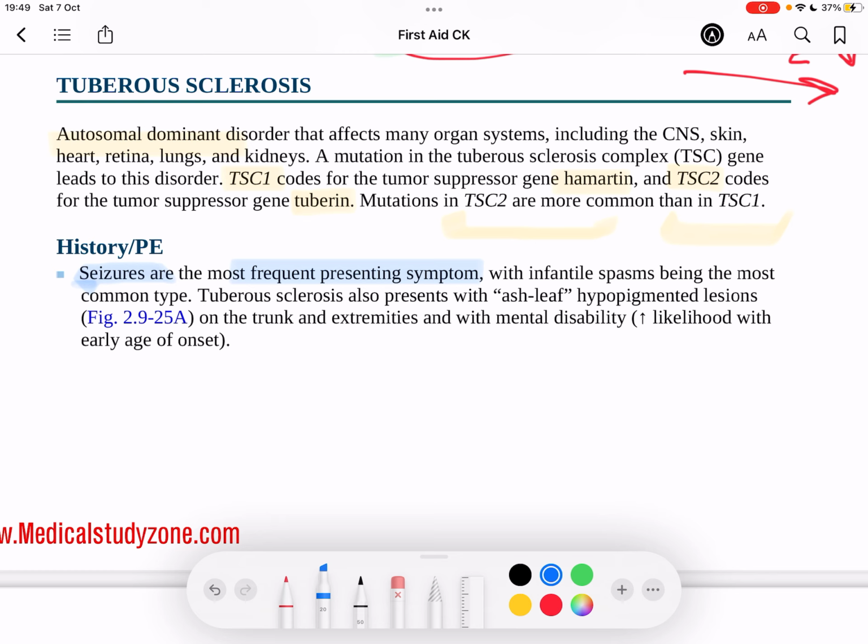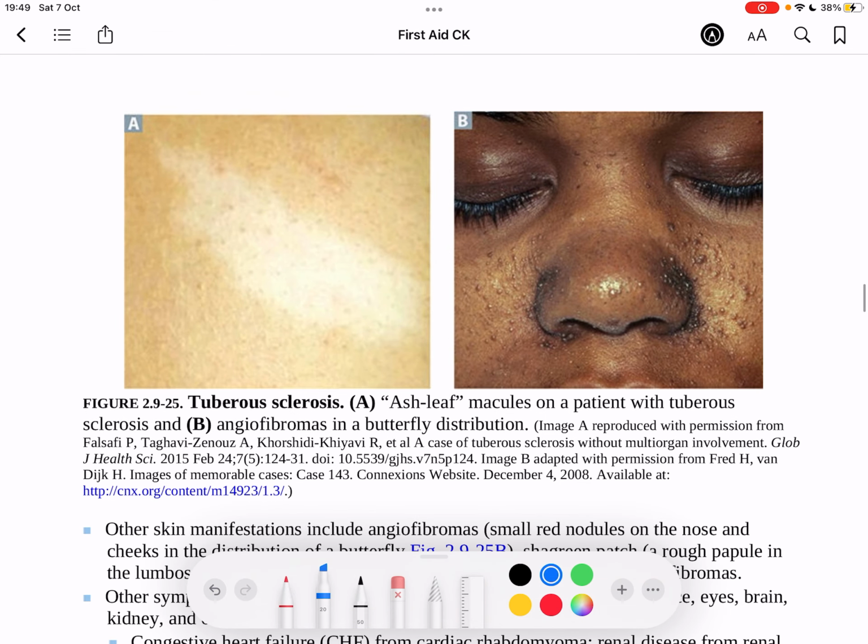Okay. Tuberous sclerosis also presents with ash leaf spots. The ash leaf spots are hypopigmented lesions, unlike NF1 where we see more café au lait, which are hyperpigmented lesions. And we usually see these ash leaves on the trunk and extremities. You will also see signs usually of mental disability and seizures, as we've said already. This is an ash leaf spot, okay? And these on the face, these are our angiofibromas, okay? They are lesions just around the malar distribution.